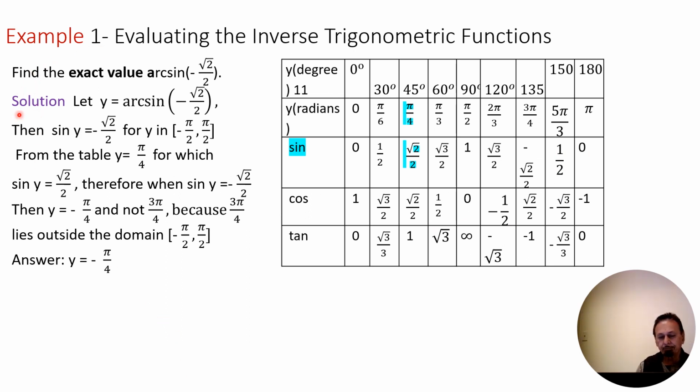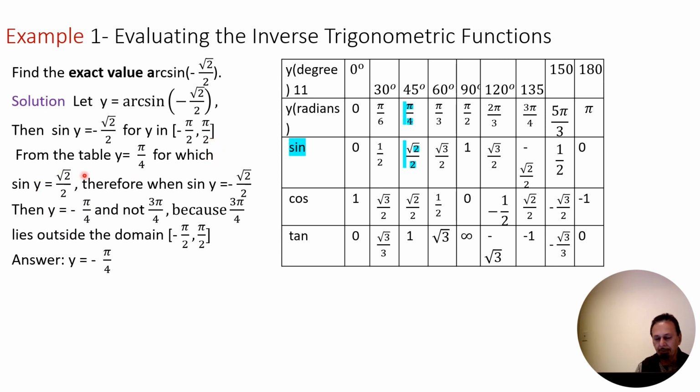So example 1. Find the exact value of arc sine of negative square root of 2 over 2. So let y equal arc sine of negative square root of 2 over 2. Then we can write sine of y equals negative square root of 2 over 2. But y has to be between -π/2 and +π/2.